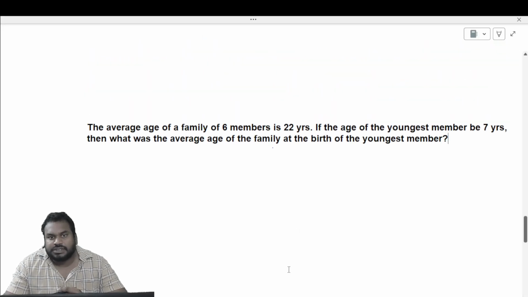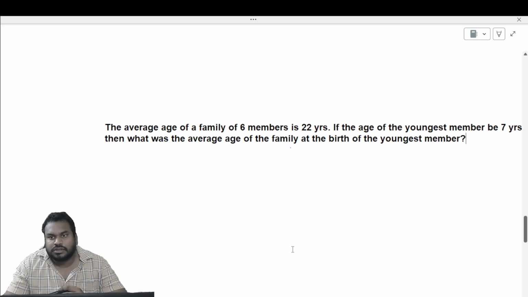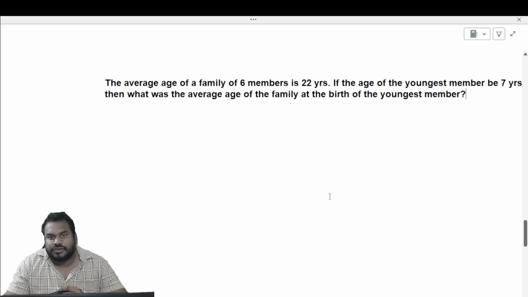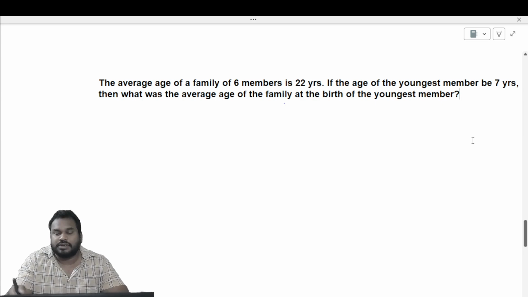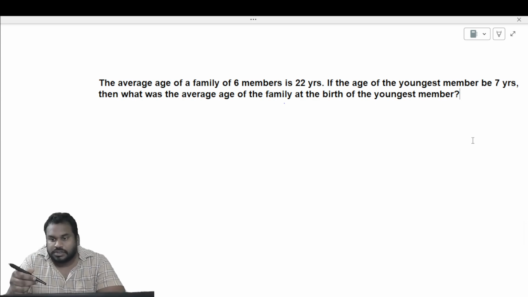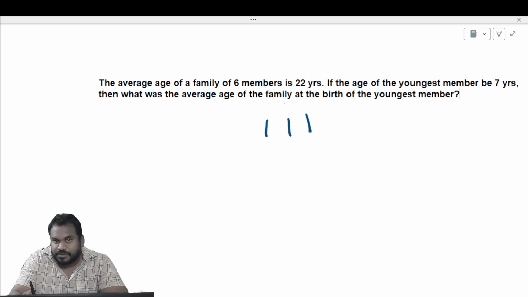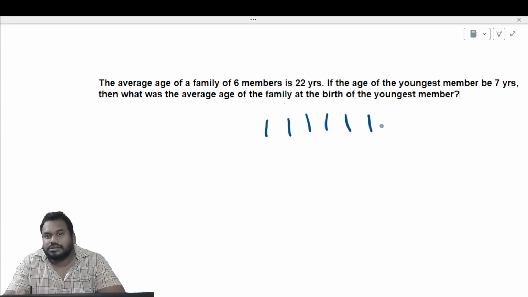See, the average age of a family of 6 members is 22 years. If the age of the youngest member be 7 years, then what was the average age of the family at the birth of the youngest member? Okay. So now how many members are there? There are 6 people.